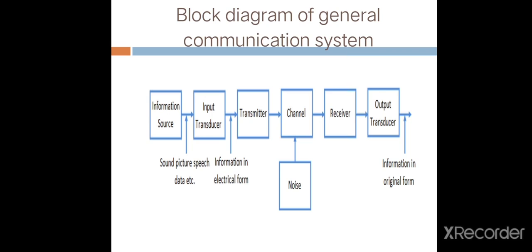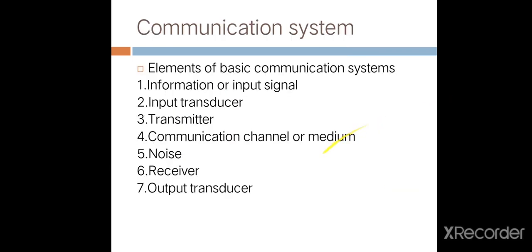Then the next part is the receiver. The receiver block is used to receive the signal. Then after that, the last block is the output transducer. The output transducer is used to convert the electrical signal into the information signal, otherwise the original signal. Then next, these are the parts of a basic communication system: information or input signal, input transducer, transmitter, communication channel or medium, noise, receiver, and output transducer.